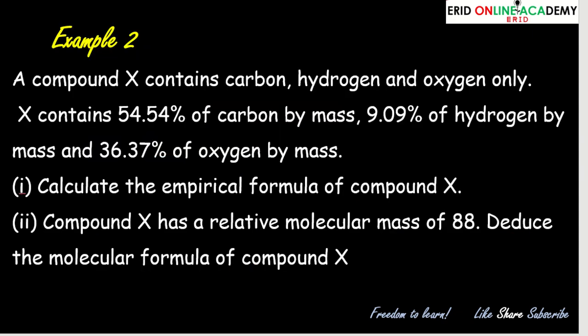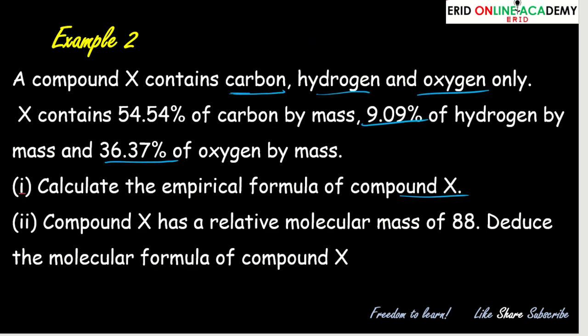Now looking at this, it says a compound X contains carbon, hydrogen, and oxygen. So we have three elements in this particular compound: carbon, hydrogen, and oxygen. X contains 54.4% of carbon by mass. The same thing, the value of hydrogen was given and the value of oxygen was given. The first part of the question says calculate the empirical formula of the compound. So that's what we are going to do first.